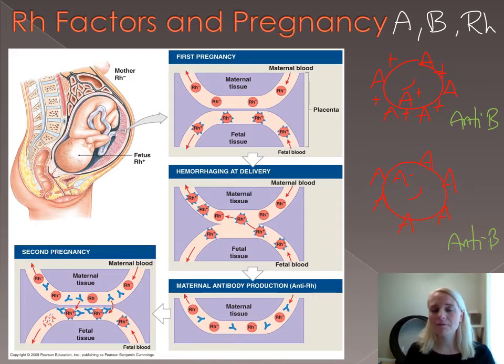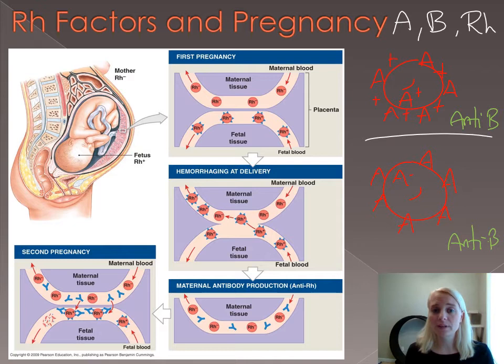But now, do we have antibodies against the Rh factor? That's where it gets a little bit tricky. If you are A positive, you will never have Rh antibodies because you never want to have an antibody that would recognize your surface antigens. So A positive will never have anti-Rh antibodies. But A negative might, because if you're A negative, you don't have Rh and you maybe want the ability to recognize Rh positive blood.